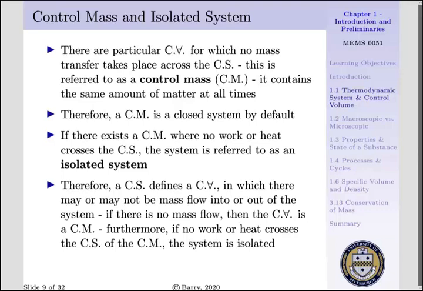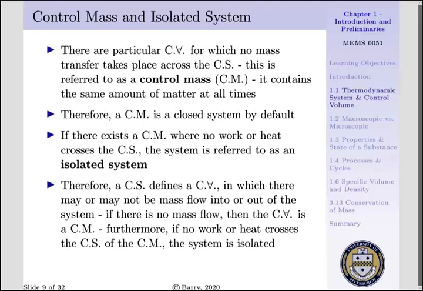A control mass is a closed control volume, and a control mass contains the same amount of matter at all times. If there exists a control mass where no work or heat crosses the control surface, our system is referred to as an isolated system.